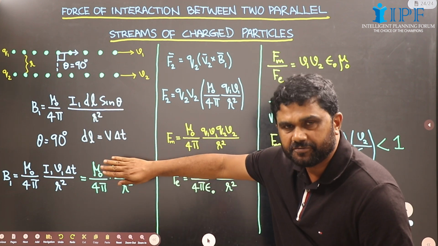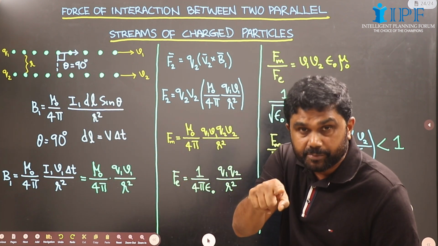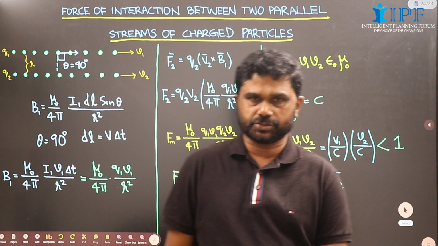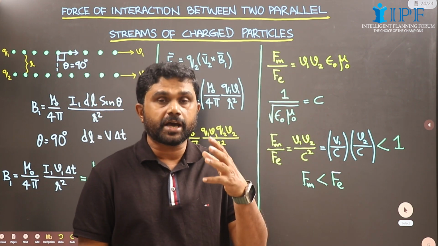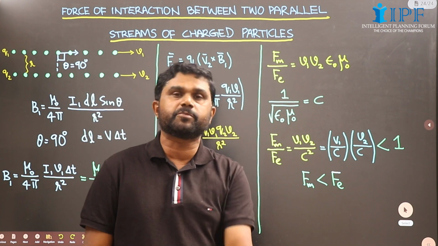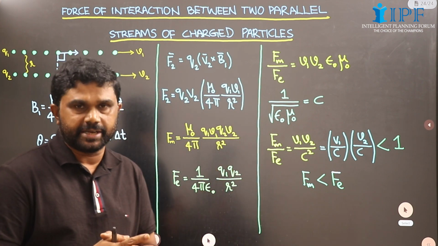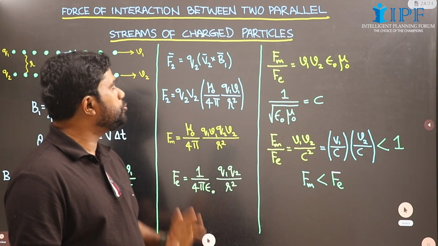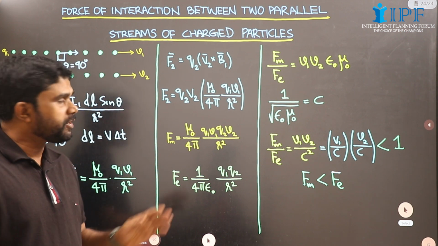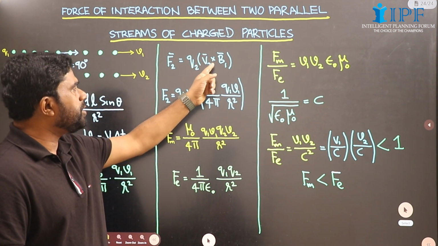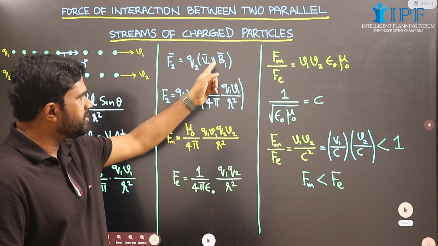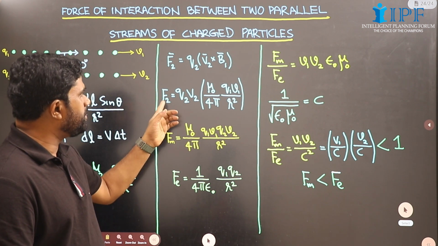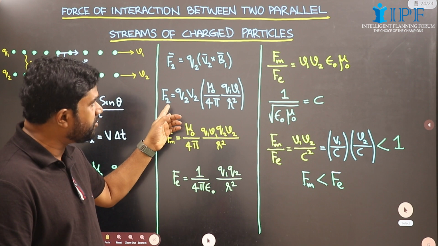So I1 delta t I can replace by Q1. So this is the expression for the magnetic field at the position of the second stream of particles due to the first stream of particles: mu 0 by 4 pi, Q1 V1 by r square. Now the second stream of particles are moving through the magnetic field produced by the first stream. So each particle of the second stream will experience a force given by F2 equal to Q2 V2 cross B1. V2 and B1 are perpendicular, so Q2 V2 B1 sin 90. So this is the magnetic force experienced by the second stream of particles.